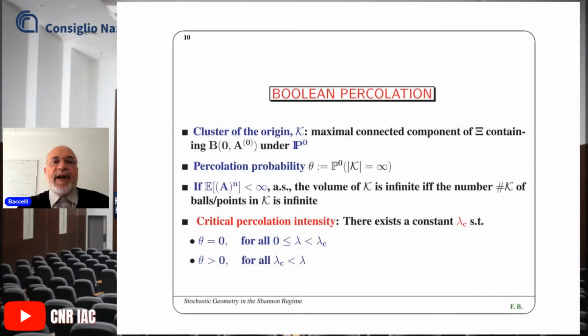And if you work out the things, you show first that under reasonable moment conditions, which is the one I was discussing, the volume of K is infinite if and only if the number of balls in K is infinite. So it's a small observation which is important. And the critical percolation intensity exists. There is this constant lambda_c such that theta, this chance to have an infinite cluster containing the origin, is zero if lambda is less than lambda_c, and positive if lambda is more than lambda_c. I will not discuss critical cases here.